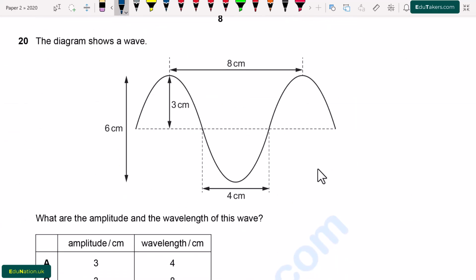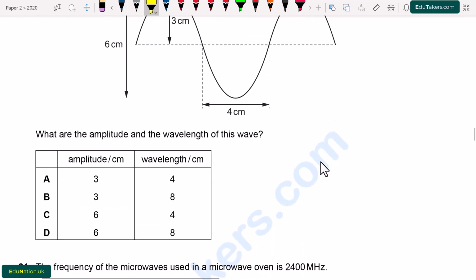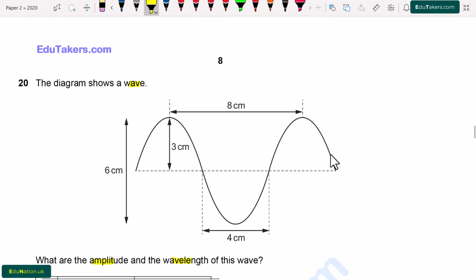Question number 20. The diagram shows a wave. What are the amplitude and the wavelength of this wave? So here we have to find out the amplitude and wavelength. Amplitude is the maximum distance of a body from the mean line. This dotted line is basically the mean line.